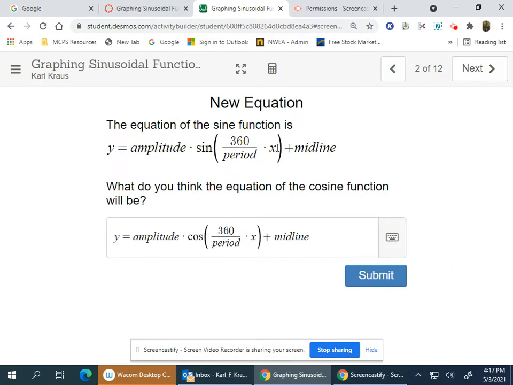The equation for the sine function, we went over this before. I said this was B and this was D. Well, now I can do the same thing for cosine: amplitude times cosine of 360 over the period times x, plus the midline. In past activities, I called it center line, so same thing.